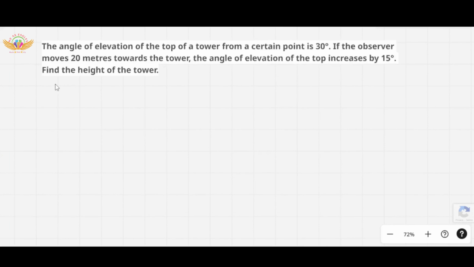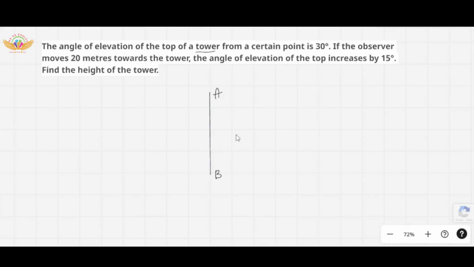Yes. Let us move to the next question. The angle of elevation of the top of the tower from a certain point is 30 degrees. So there is a tower. We don't know the tower, so first draw the tower. Somewhere the tower is like this. Done. So I am just naming it as AB.